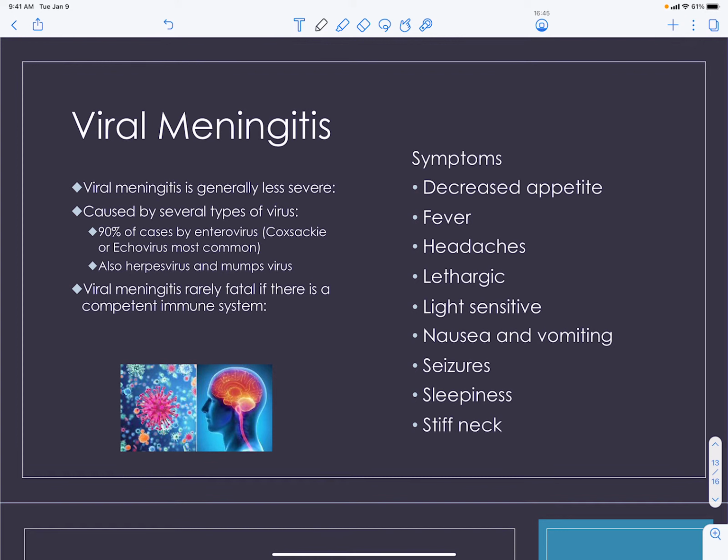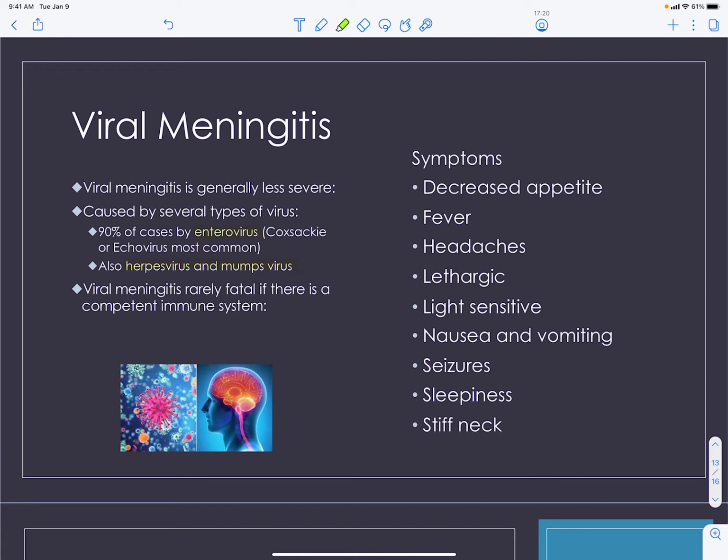Now, viral meningitis is going to be less severe than our bacterial meningitis. 90% are going to be caused by enteroviruses. And of course, enteroviruses have polio as one of their more famous viruses, but they're also going to be in a Coxsackie virus or echoviruses are also in the enteroviruses group, and they are a more common cause for your viral meningitis. Another side note is that your herpes virus and mumps virus can also cause meningitis.